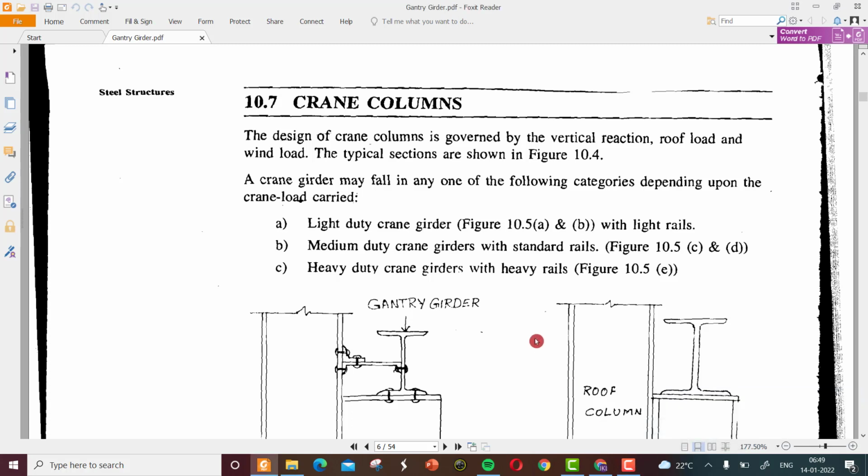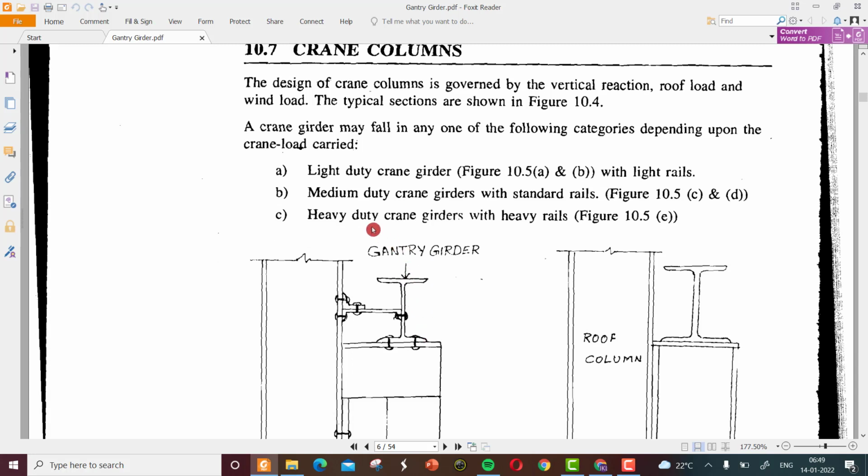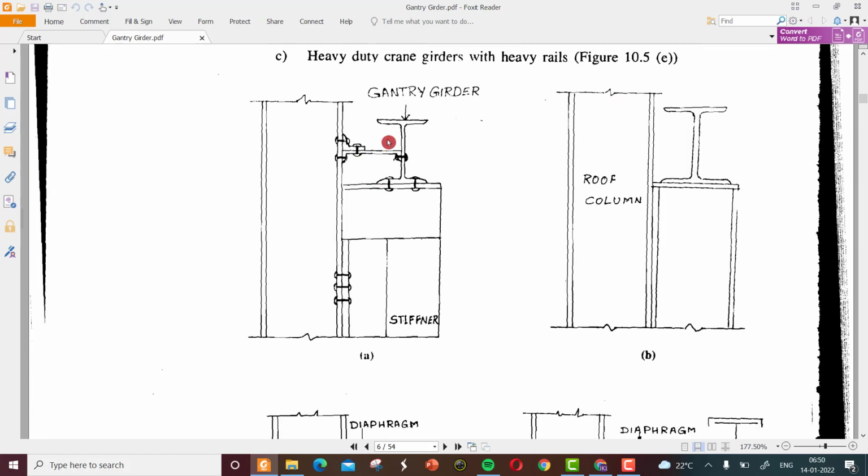So there are different types of crane columns. The crane columns are the columns which will support the gantry girders, and generally they can be divided into light duty crane girders, medium duty crane girders, and heavy duty crane girders, depending on the weight of the gantry girder and other things. So you can see here the different arrangements of the column, where there is this overhang.